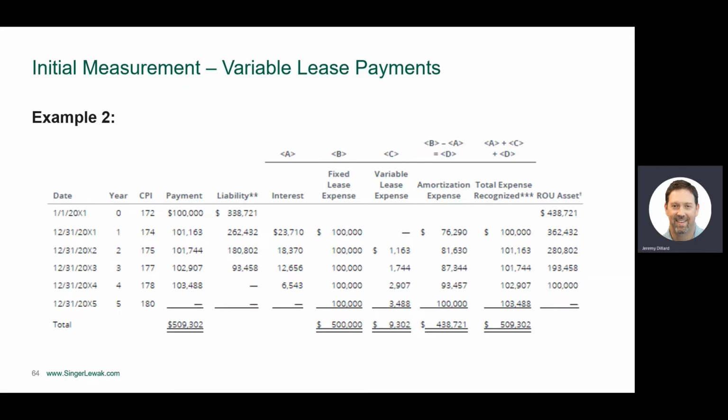In the column heading total expense recognized on the right side, the total lease expense recognized includes both the fixed lease expense and variable lease expense for the change in the CPI for the year. On the ROU asset column on the far right, the ROU asset is measured at the present value of the lease payments at the commencement of the lease, that is, the present value of 4 payments of $100,000 plus $100,000 of the prepaid rent. In subsequent years, the ROU asset is amortized in a manner consistent with operating leases. That is, amortization expense is calculated as a fixed lease expense less interest.